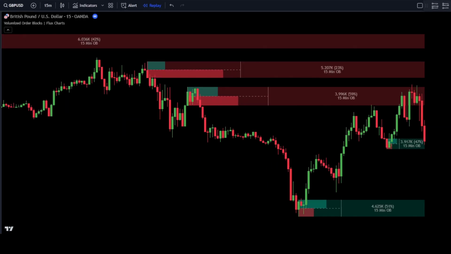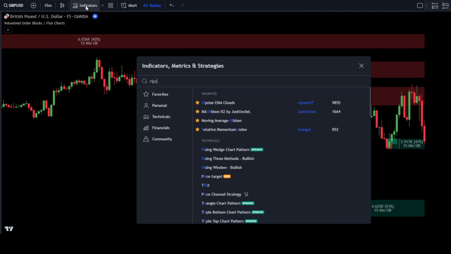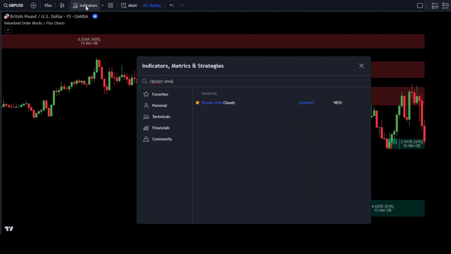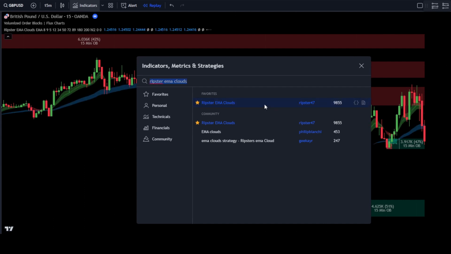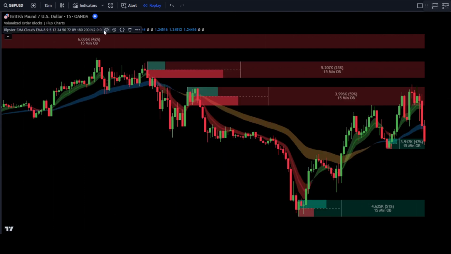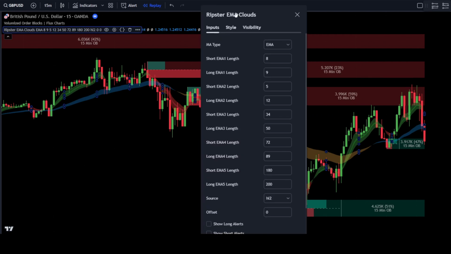Now, add another indicator that will be used as a trend guide in the market. Go to the Indicator Search tab and then type in Ripster EMA Clouds. Then select Ripster EMA Clouds by Ripster 47. Next, make adjustments to the Ripster EMA Clouds indicator.